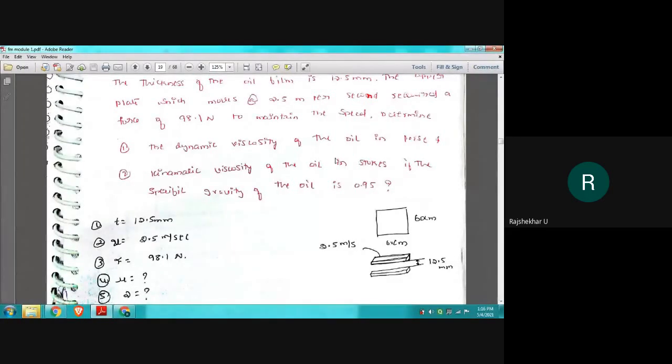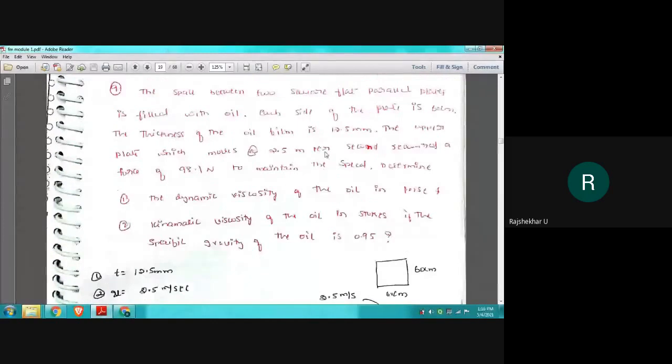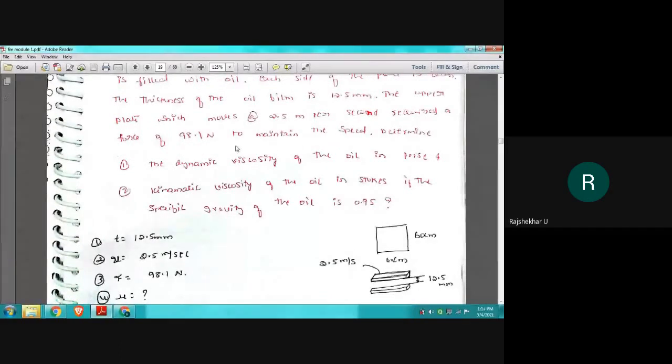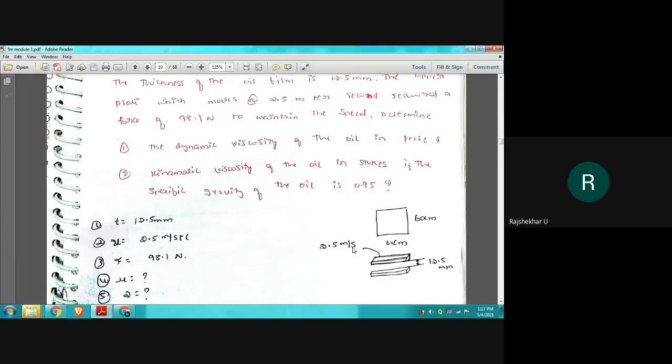Okay, so this is the problem statement. You can see what all things are given. It is given that the space between the two plates is 12.5 mm. This has to be converted into meters. Then the upper plate is moving with 2.5 meter per second. It is moving with this much velocity because we are applying so much force. This is moving and this is stationary. So if you write du is equal to u, this is u and this is 0.